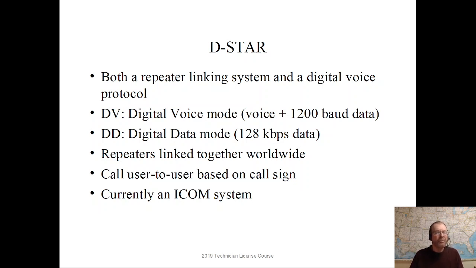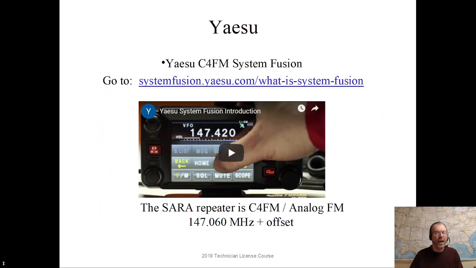D-Star is another one. It's an ICOM system, but it's a repeater linking system and digital voice protocol. Like DMR, it's got different types of repeaters linked worldwide, and you can call user to user based on call signs. And that's limited to ICOM.